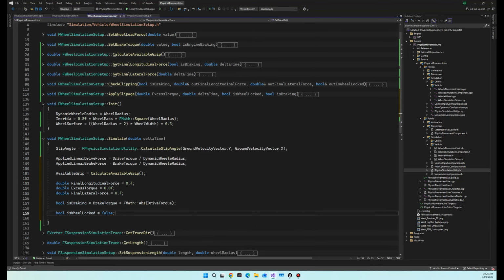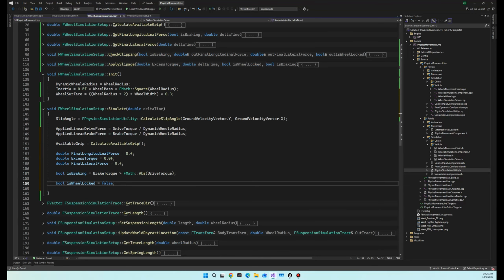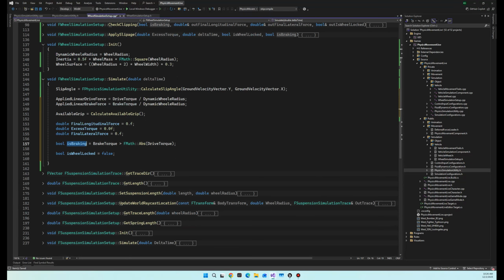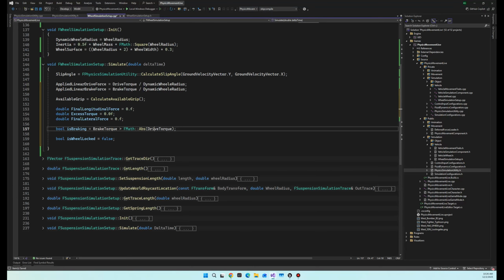So let's go ahead and create those. We're going to need the final longitudinal force. We're also going to need any excess torque, if there's any excess torque being generated, and then any final lateral force as well. Is braking, so again, this is a value which we need to check. If braking torque is greater than the drive torque, then it means that we're braking. Versus if the drive torque is greater than the braking torque, then we want to override that. So we're not braking, we're actually accelerating.